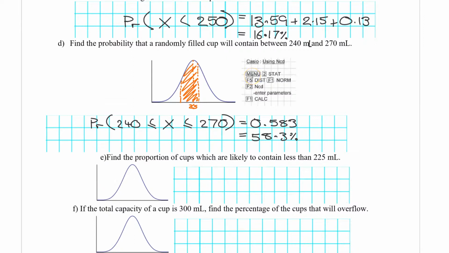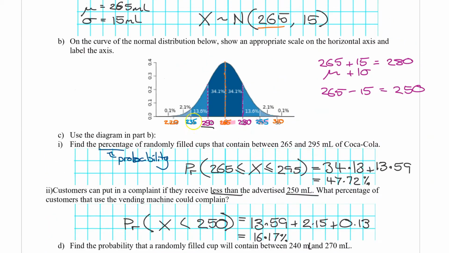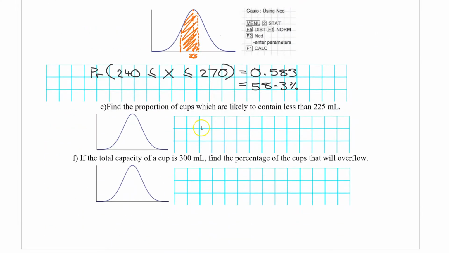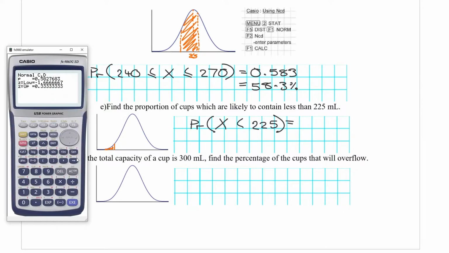Okay, so going down, find the proportion of cups that are likely to contain less than 225 milliliters. So 225, it's somewhere between 3 standard deviations and 2 standard deviations. So substantially under. We're looking for the area here, which means that it's not a lot we're looking for. So again, setting it out using our notation, we simply go for the calculator on this one because it's a non-standard number there.